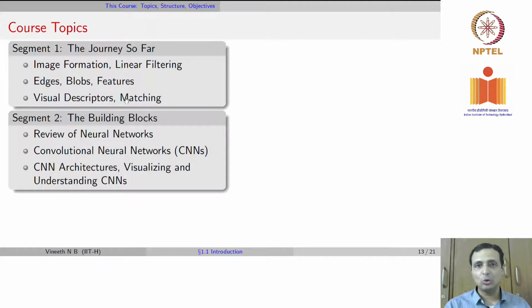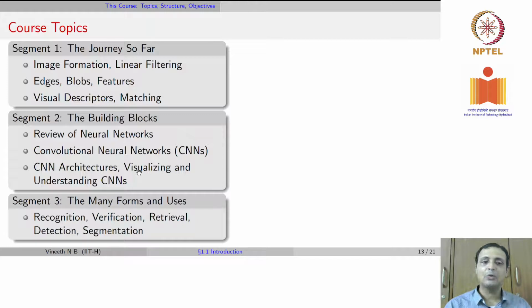Then we'll go on to segment 2, where we'll talk about the building blocks of deep learning for computer vision. We'll quickly review neural networks, backpropagation, which we assume that you have knowledge of. As I said, this course is built on top of machine learning and deep learning courses. We'll quickly review neural networks though, because it's important to understand various other topics. We'll cover convolutional neural networks, various architectures and models that have evolved over the last few years. Then also try to understand how do you visualize and understand how CNNs work.